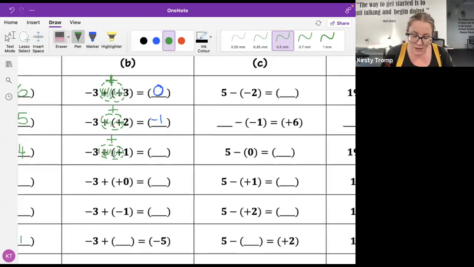So -3 plus 1. How am I going to get that answer? I'm going to draw myself a number line, and I'm going to say -3 plus 1 is going to leave me with -2. If you're not sure how you get from -1 to -2, have a look at our lesson from Monday, from last week. You can have a look at the video and go through it and just double check.